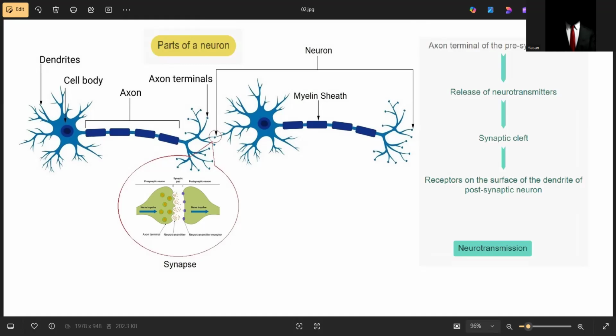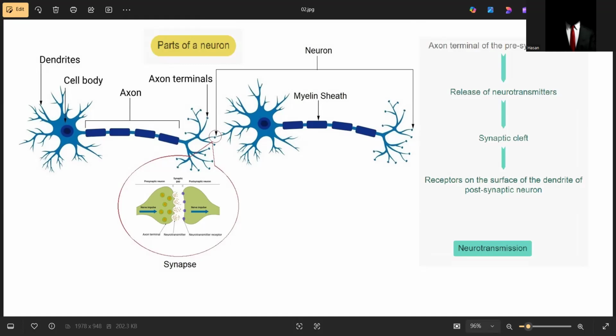A synapse is formed by the axon terminal of a neuron with the dendrite of an adjacent neuron, where the neuron having the axon terminal is called presynaptic neuron and the dendrite-containing neuron is called postsynaptic neuron, as the signal passes from the axon terminal of a neuron to the dendrite of another neuron. They don't touch each other, and there is a fluid-filled gap between them, which is known as synaptic cleft.